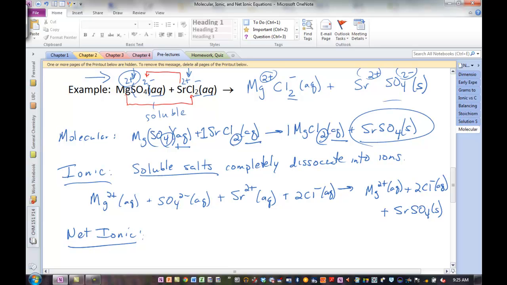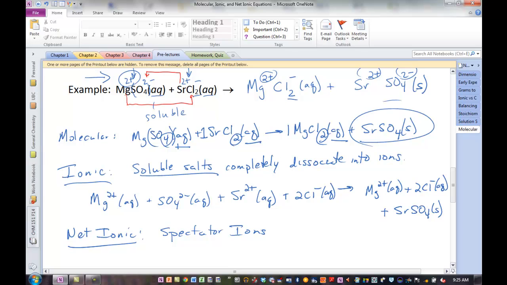Okay, there are some things that are called spectator ions. And the name makes sense. They are there, but they're spectators. They're just watching what's going on. They're not participating. They are not reacting. And they're pretty easy to pick out because they will look the same on the left and the right, on the reactants and product side of the reaction.